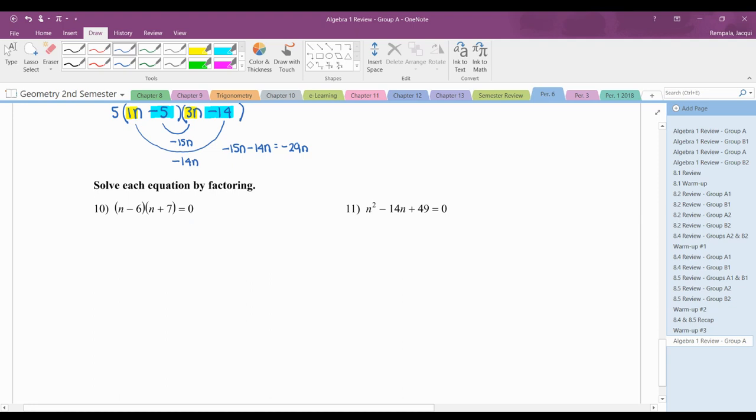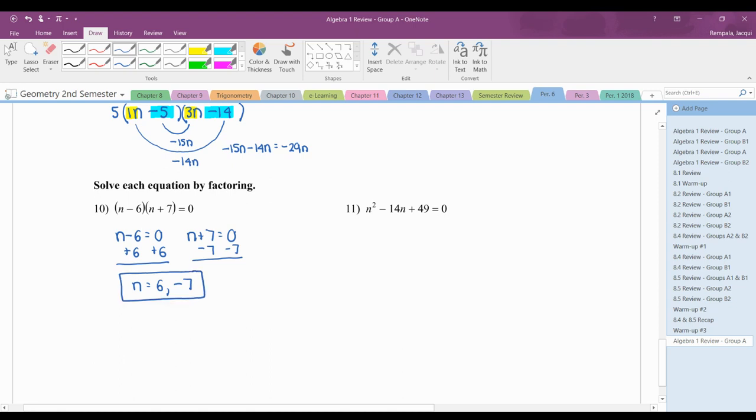It equals 0. Okay, notice that in number 10, I already have it factored for us. n minus 6 times n plus 7. Because it's factored and equals 0, to solve for n, I just get to take each of those terms that are in parentheses, set them equal to 0, and solve for n. So that means I need to add 6 over to the other side. So one of my answers is that n equals 6. And then I'm going to subtract the 7. And 0 minus 7 tells me that -7 is my other answer.